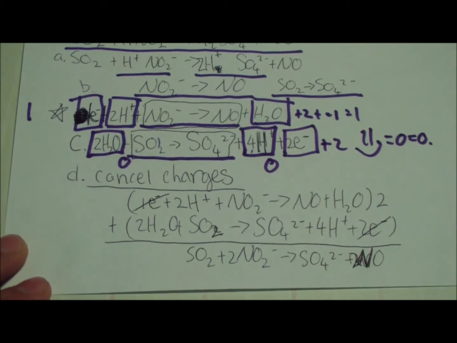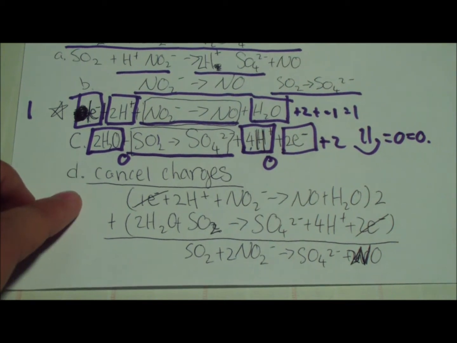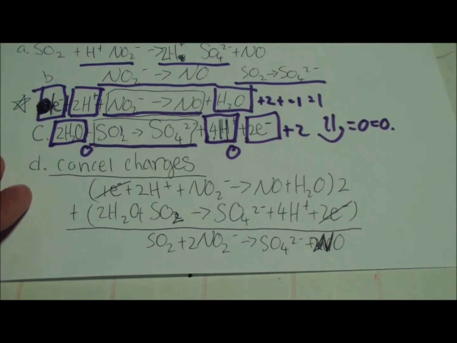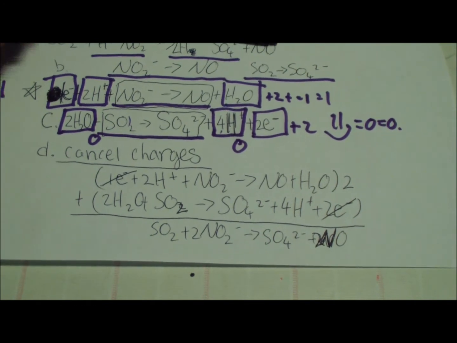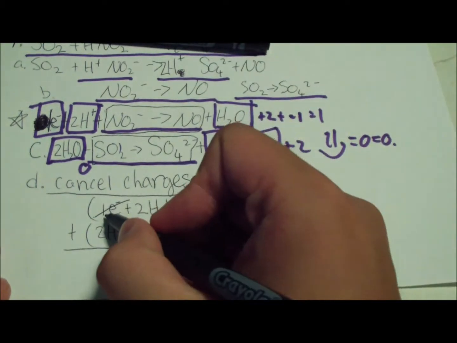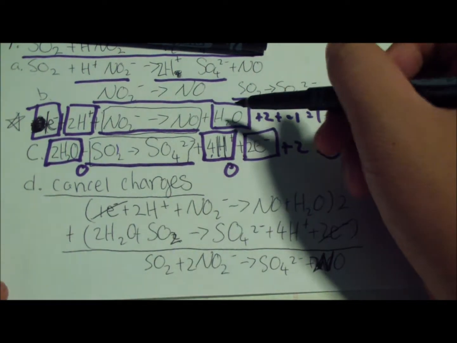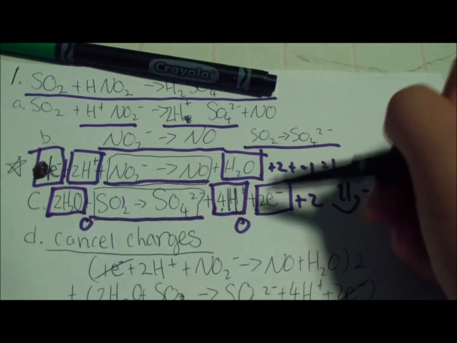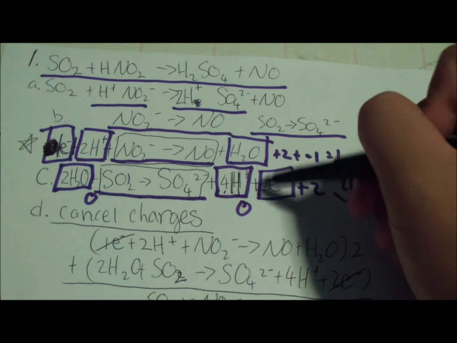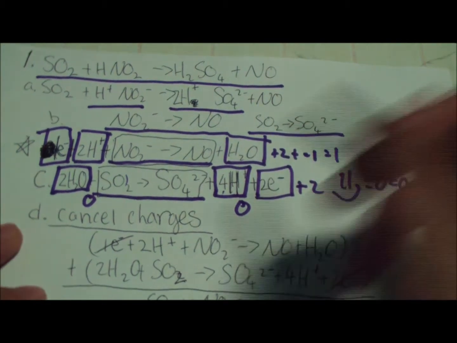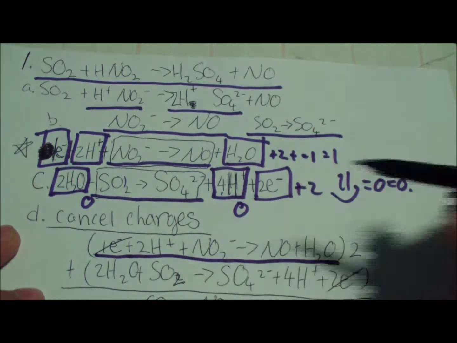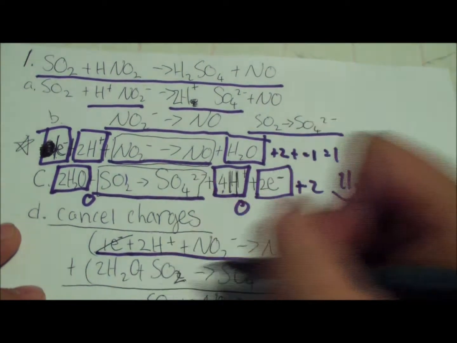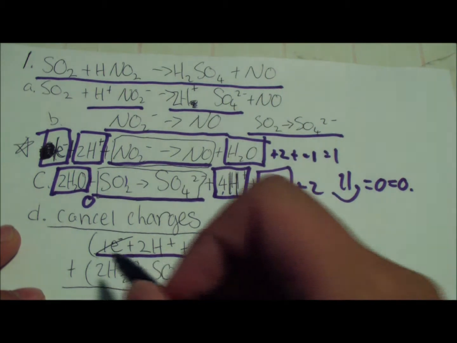Now we'll move to step D, canceling charges. This is the kind of part where people mess up, because it's just simple algebra, but I don't think many of them know this. Right here, you basically jot down the equation from the previous 2 half reactions, and once you balance those 2 half reactions, you have to add them up.